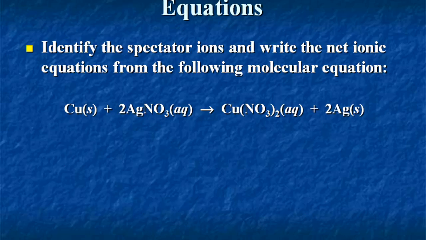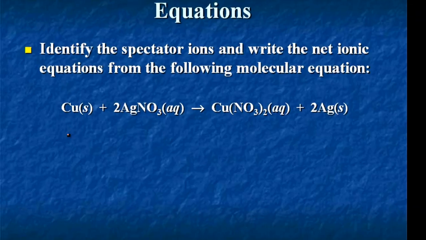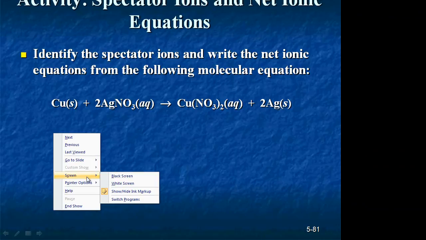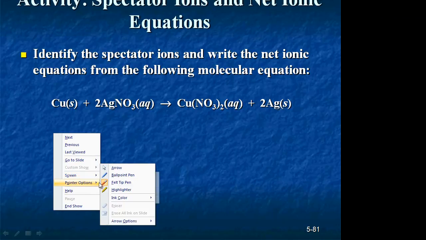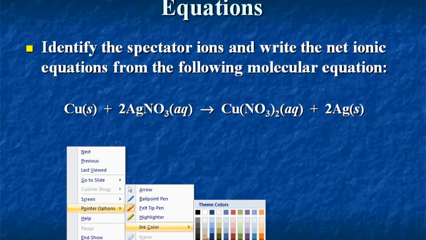Let's see, I might have another example. Yes, here the equation is given to you. Identify the spectator ions and write the net ionic equation from the following molecular equation. So this is a balanced molecular equation given to you. So we need our ionic equation, then we will identify the spectator ions, and we will write the net ionic equation.